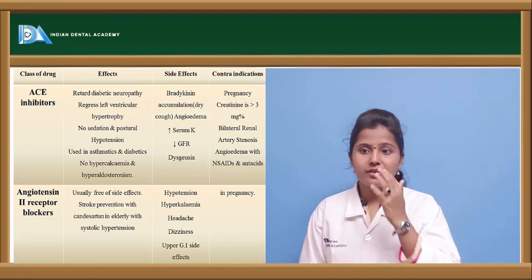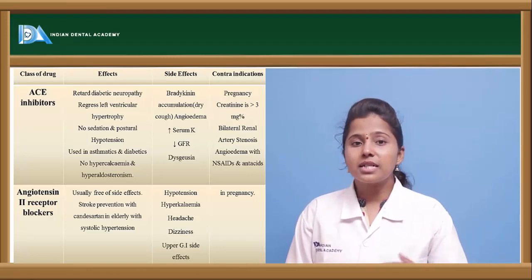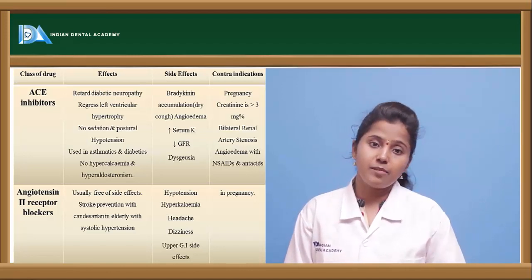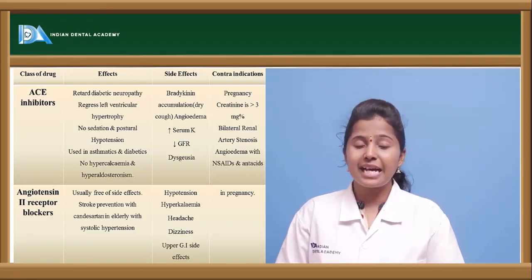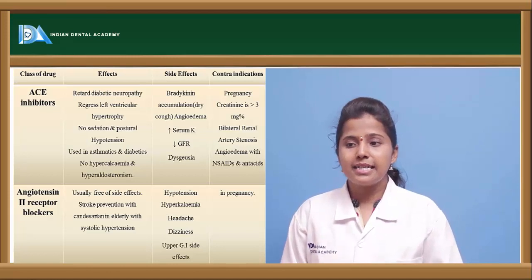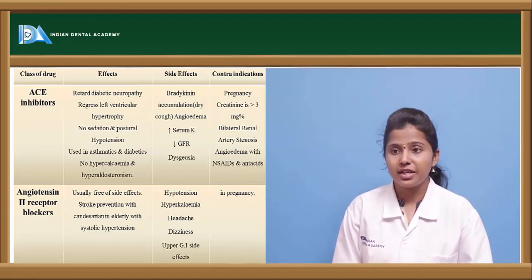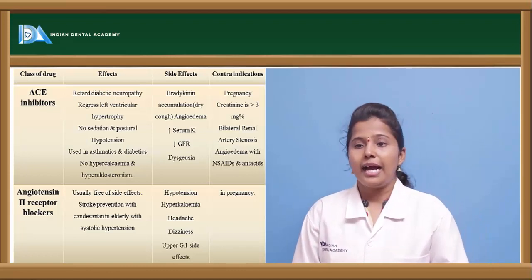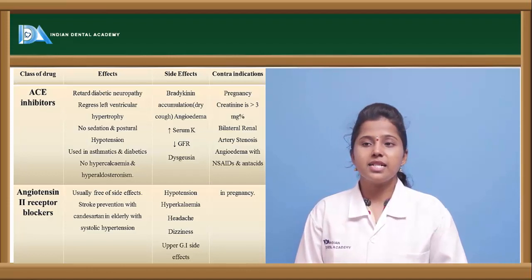If angiotensin 2 receptor blockers are given in high amount, it causes hypotension, that is, the blood pressure will be decreased more than the required amount, and hyperkalemia, headache, dizziness and upper GI side effects, upper gastrointestinal side effects can be observed, and these angiotensin 2 receptor blockers are strictly contraindicated in pregnancy.